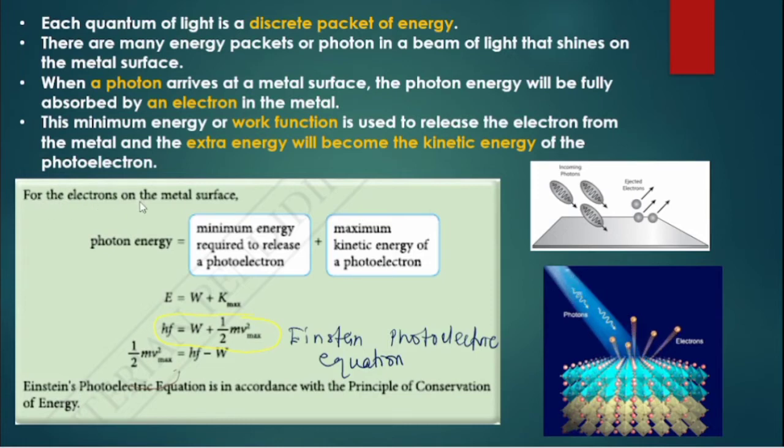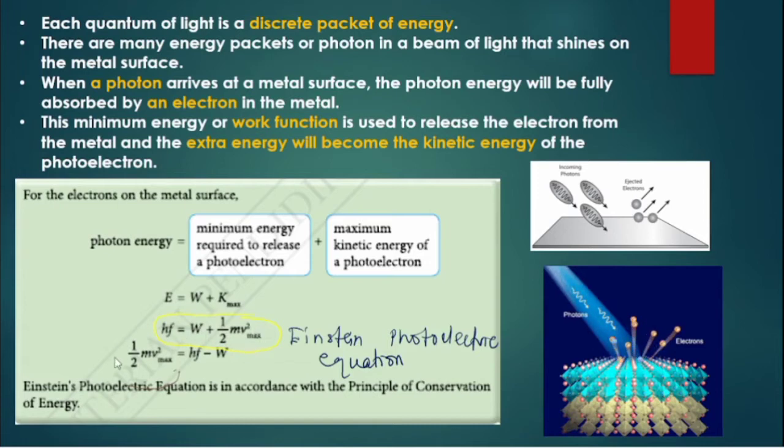Let's discuss about electrons on a metal surface. Energy of a photon is equal to minimum energy required to release a photoelectron plus maximum kinetic energy of photoelectrons. So we have this equation, E equals to W plus K max. Energy of photon E equals to hf. W is work function, and K max equals to half mv squared maximum.